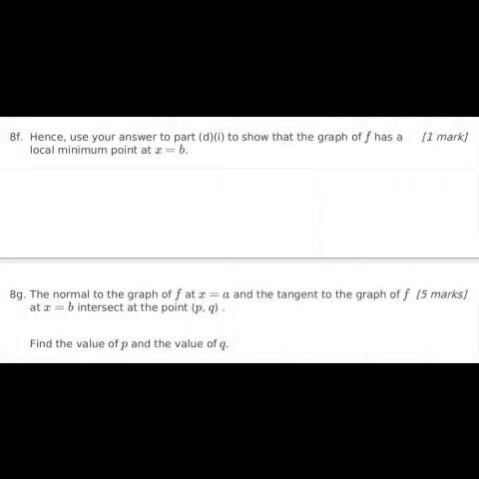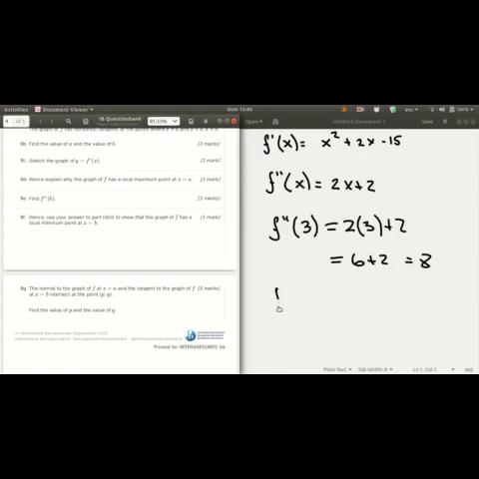Hence, use your answers to part D1 to show that the graph of f has a local minimum point at x equals b. Well, simply notice that the second derivative at b is positive, meaning the graph is concave up. By the second derivative test, we know that the function will have a local minimum at x equals b.